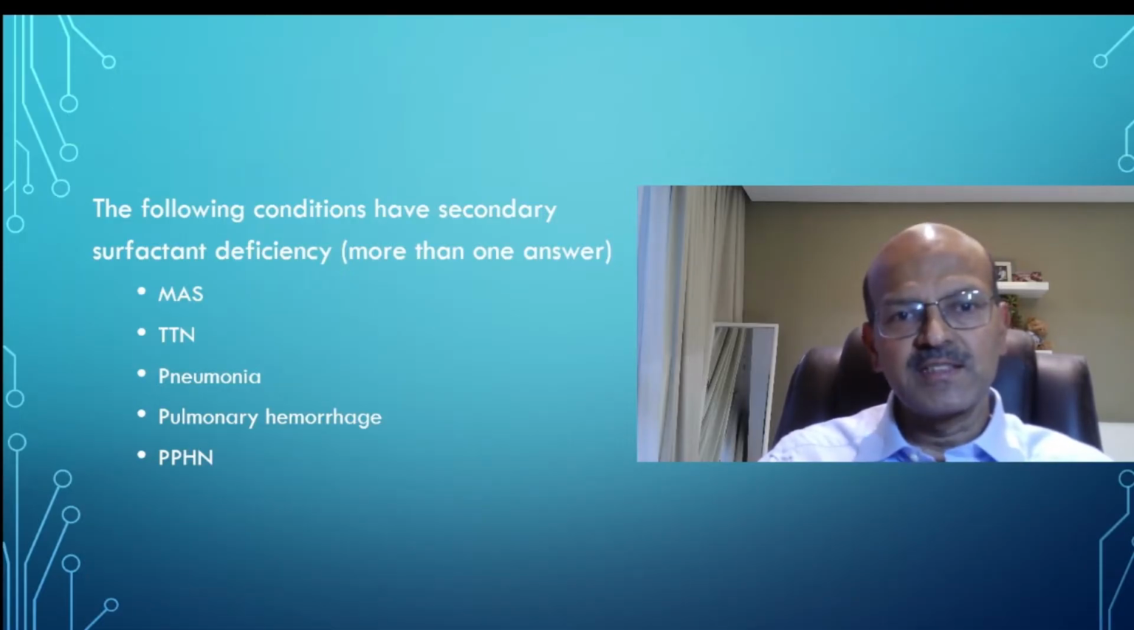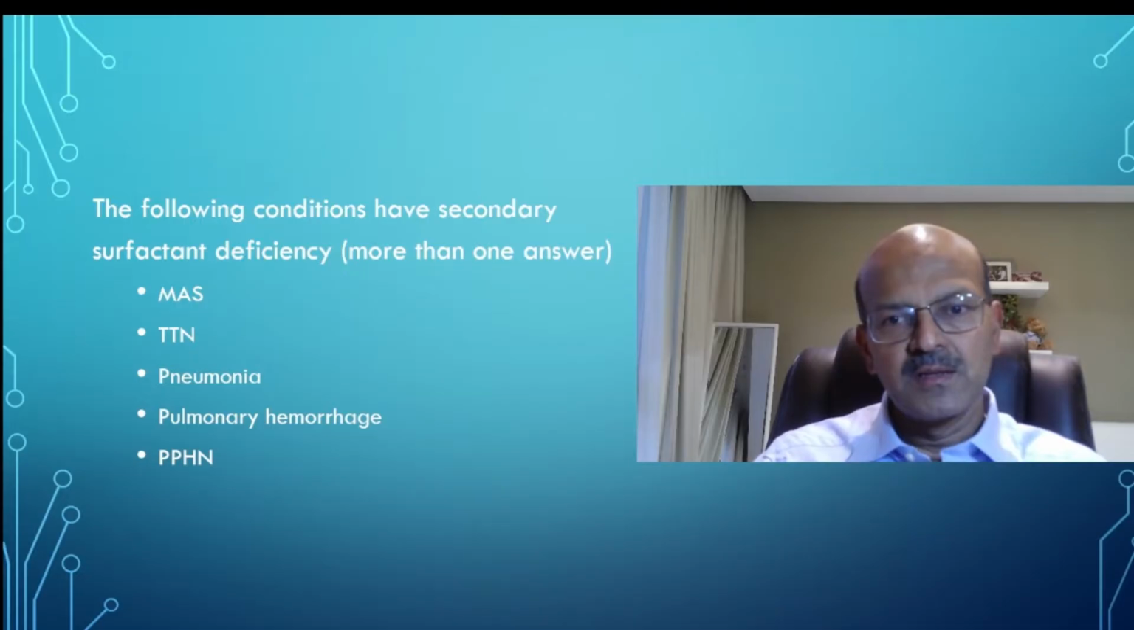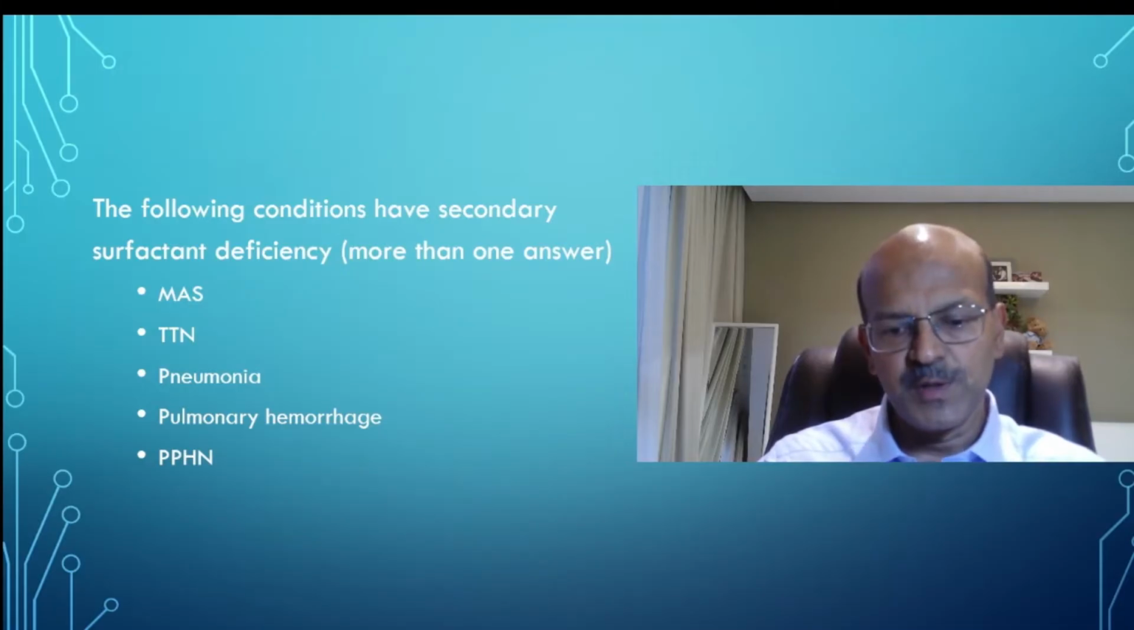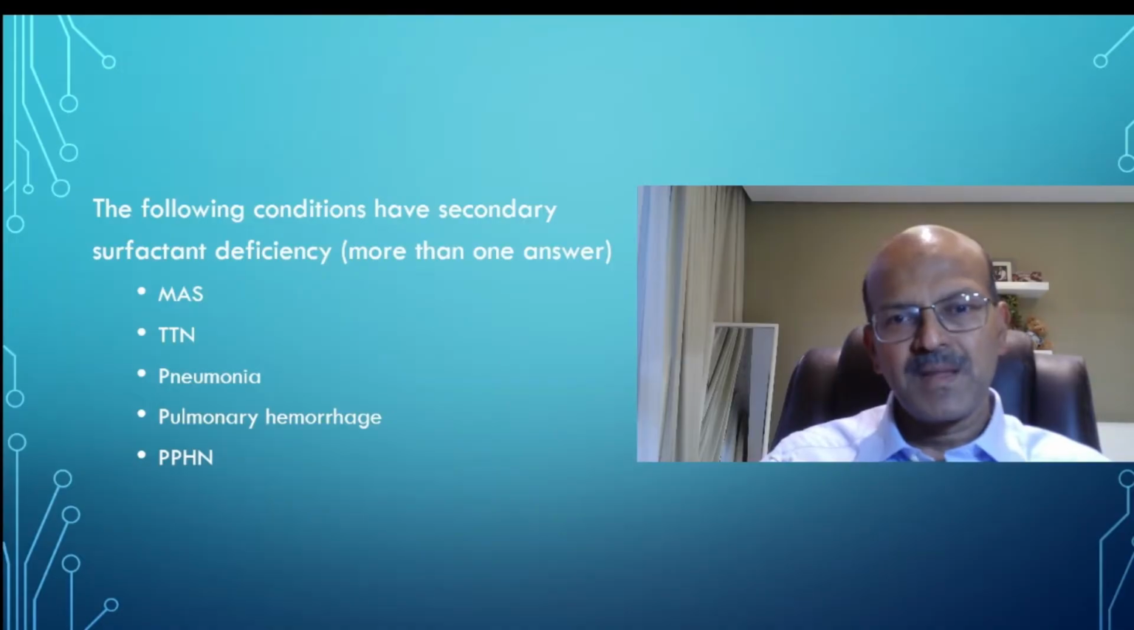The following conditions have secondary surfactant deficiency. More than one answer is possible for this question. So we have meconium aspiration syndrome, pneumonia, transient tachypnea of newborn, congenital pneumonia, pulmonary hemorrhage, and persistent pulmonary hypertension of the newborn. I'll pause for a few seconds so you can think of your answers. Remember, there is more than one answer for this question.